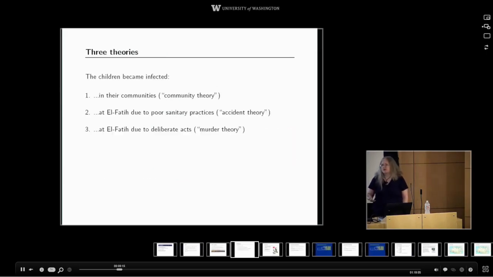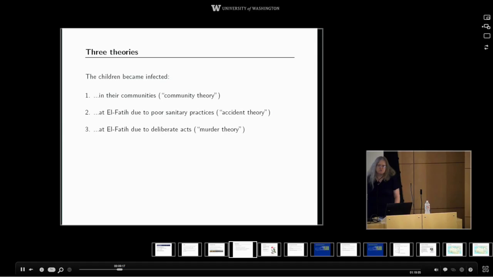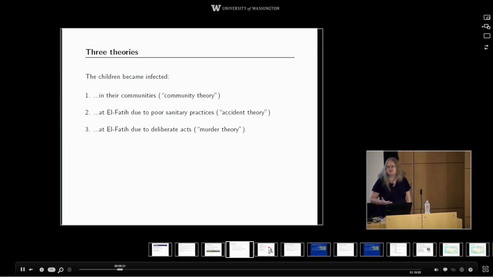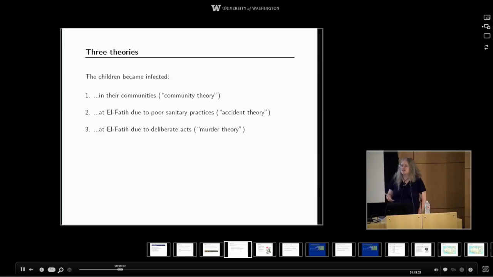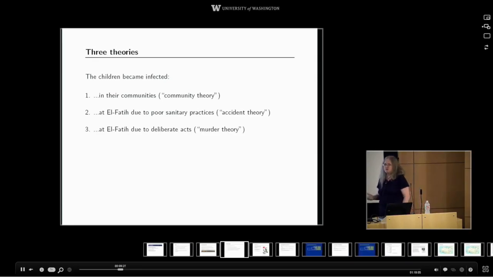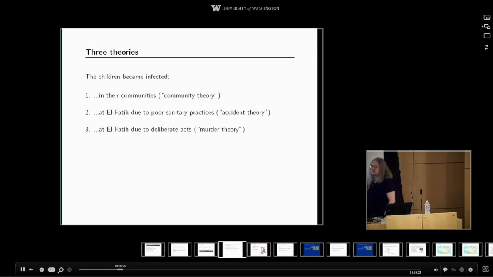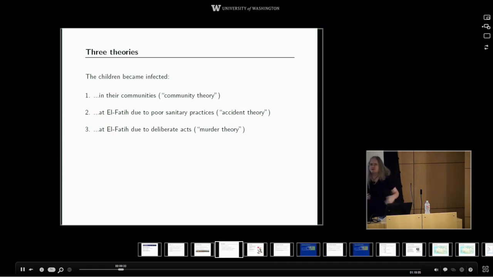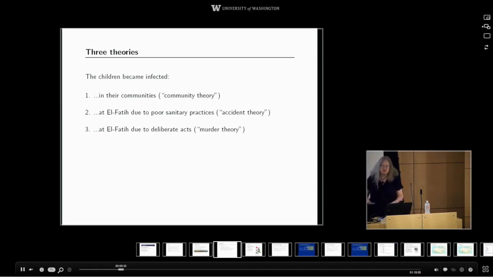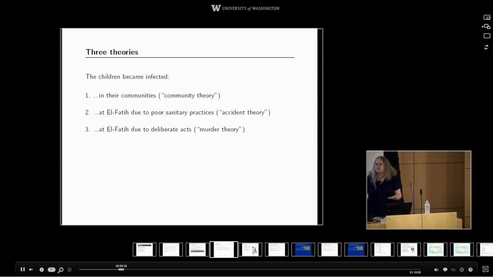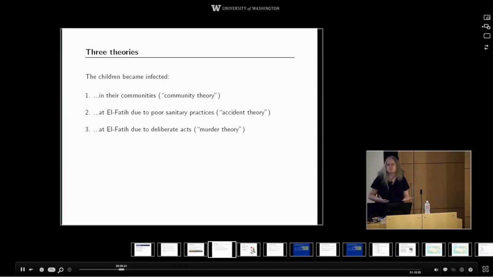This cries out for some kind of explanation, and there are three possible theories. It could be some kind of coincidence where the children gained these infections in their community, and they just happened to all have visited this hospital. The children could have been infected at El Fatih due to some kind of poor sanitary practices, that is, by accident, by some kind of medical mistake that allowed the virus to spread. Or they could have been infected at El Fatih by somebody's deliberate action infecting them, a murder theory.